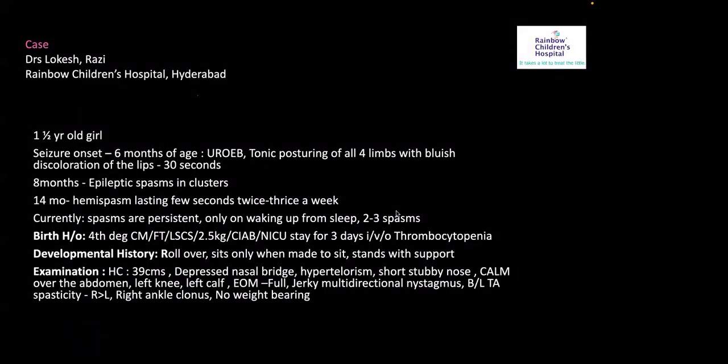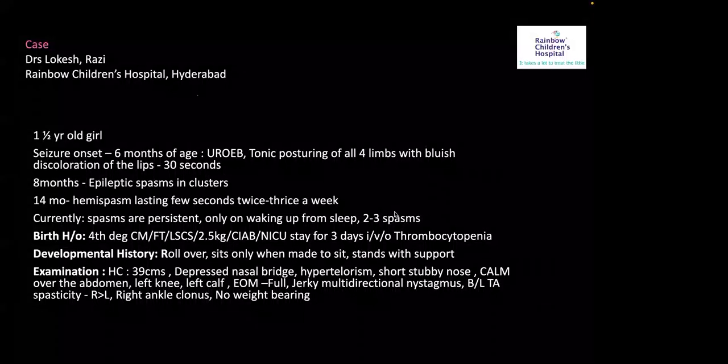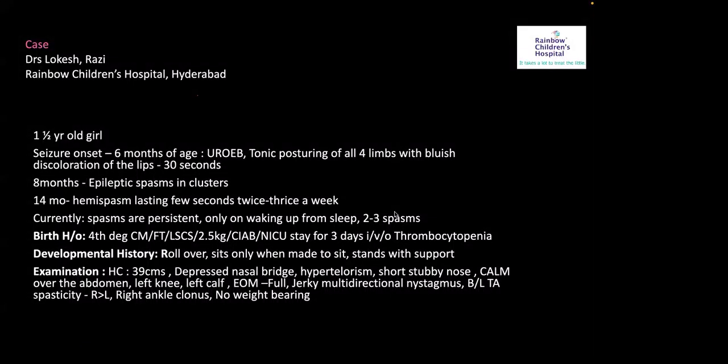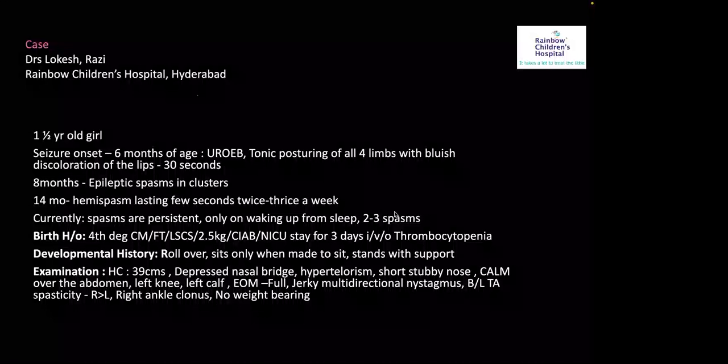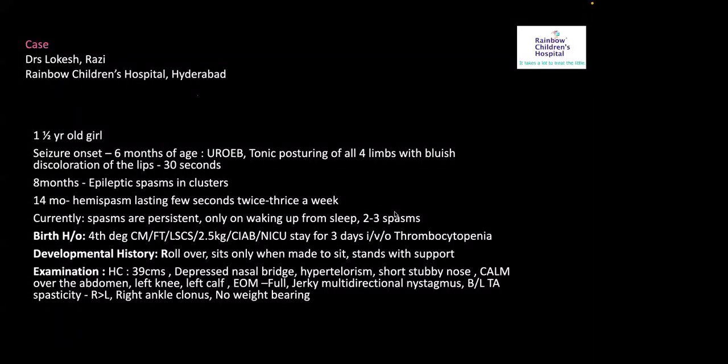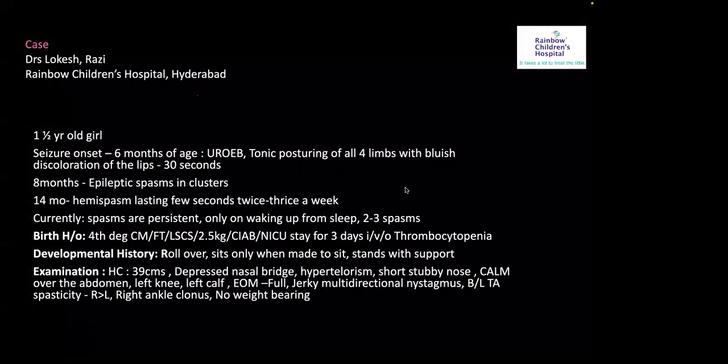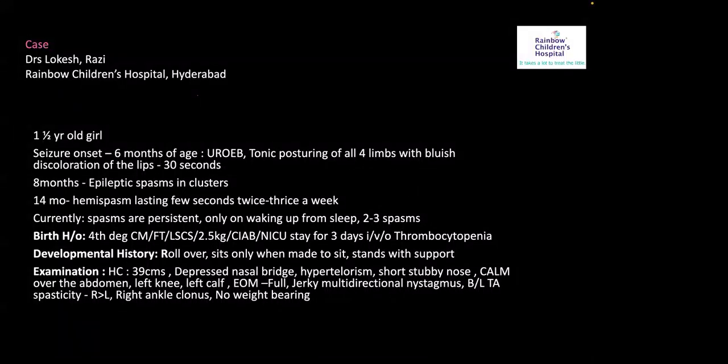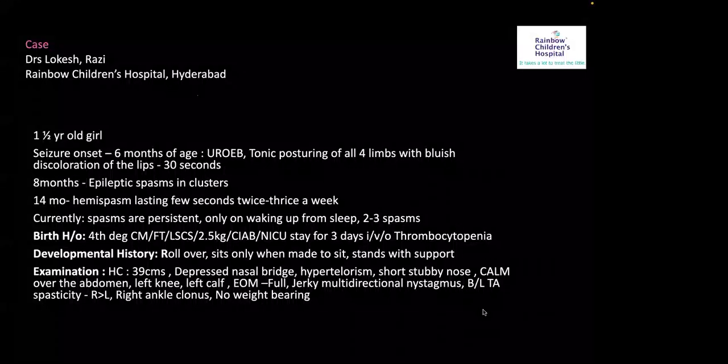Born to 4th degree consanguineous parents, full term, no perinatal issues as such. Only an ICU admission for 3 days in view of thrombocytopenia. On examination, head circumference was 39 centimeters, microcephaly, and some dysmorphism in the form of depressed nasal bridge, hypertelorism, and short stubby nose. A few café-au-lait macules were there, and multi-directional nystagmus was there, and bilateral early spasticity, TA tightness, and right-sided ankle clonus, and there was no weight-bearing.